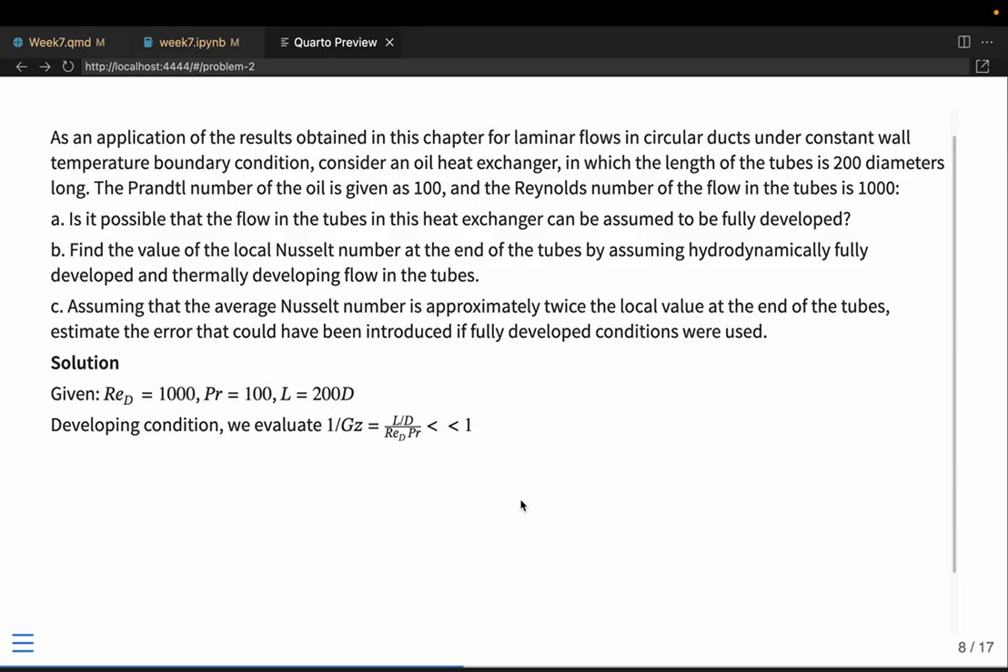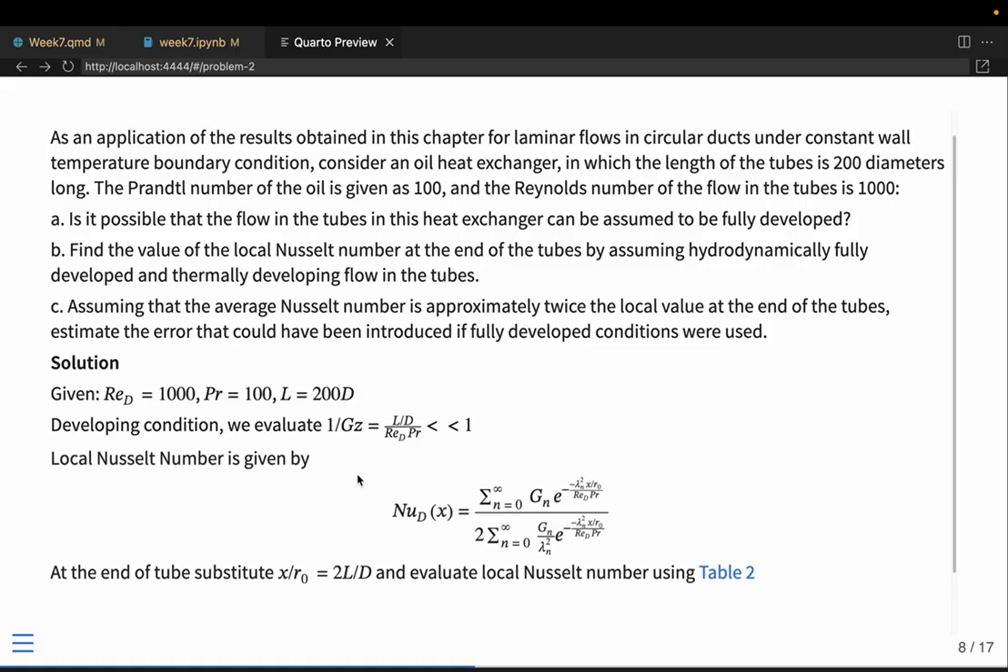So if the flow is developing, then we have the inverse of Graetz number to be very much less than 1. Or put in other way, you compute the Reynolds number times Prandtl number into D by L, and then see if that is very much greater than 1, then you can say that it is a developing flow. Either way, whichever way is convenient to you. You have all the numbers here, so you can directly substitute them and compute that value. Once you have that number, it appears that it is very much less than 1. So it is in developing regime.